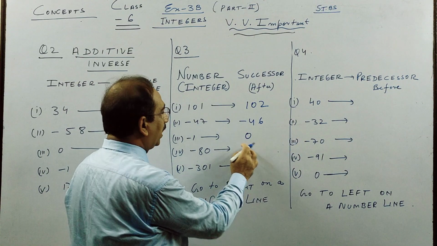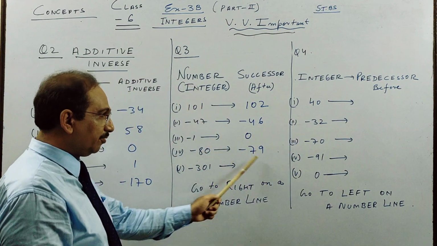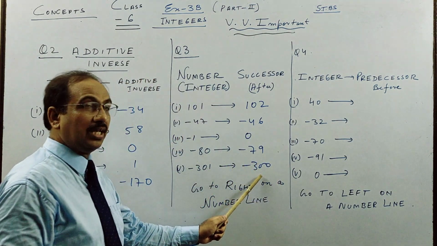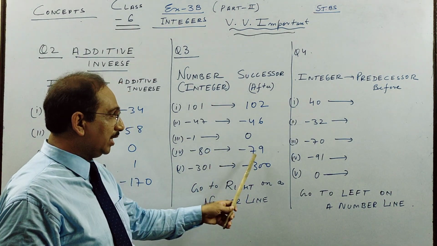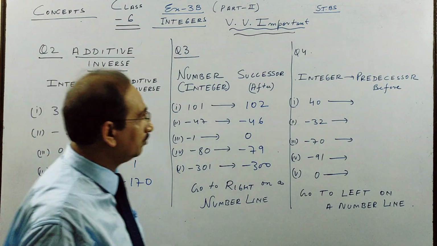Minus 1, you go to the right, it will be 0. Minus 80, you go to the right, it will be minus 79. Same way, this will be minus 300. In minus, just the opposite happens. 80 is bigger than 79, but minus 79 is bigger than minus 80.